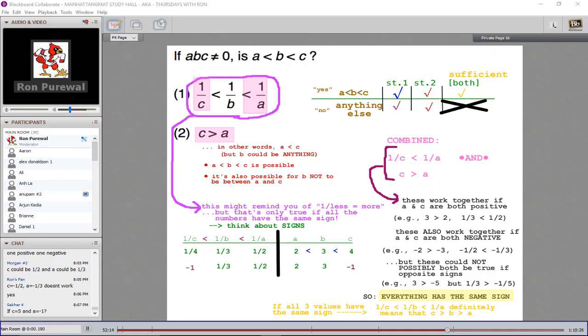And if someone's mentioning 5 and -1, that doesn't satisfy statement 1. So you can't use opposite sign values because one of these will be false, depending on how you do it. So those values just wouldn't count. Okay, this is C, cat. So if you put them together, they're sufficient. Any questions about this, go ahead and type them in the chat box.